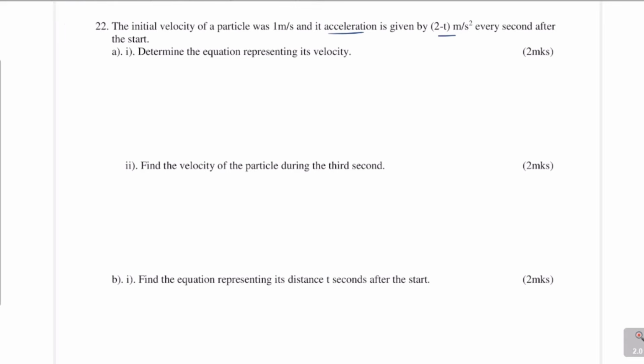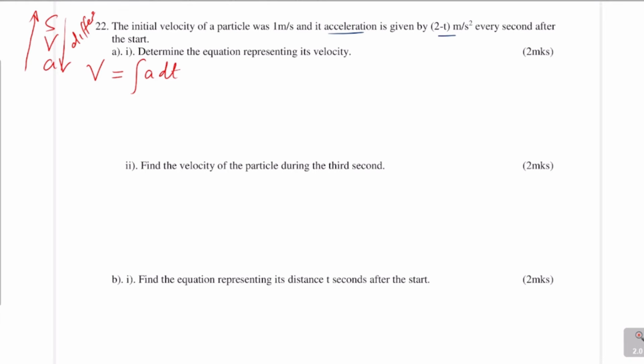One thing you're supposed to remember, when you have displacement, you differentiate displacement to get velocity. You differentiate velocity to get acceleration. That is the downward movement. For any downward movement, you differentiate. Then for any upward movement, for instance, you're given acceleration, like in this case, and you're required to get velocity, you have to integrate. So for you to get velocity, you shall integrate acceleration with respect to time t.